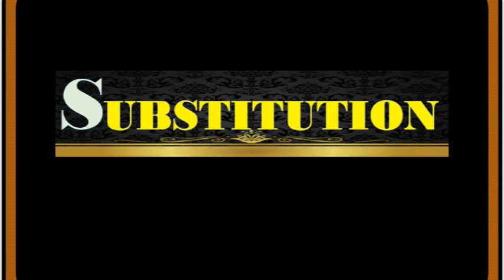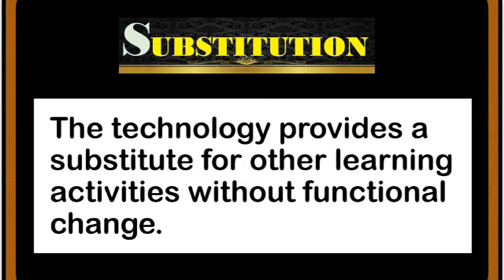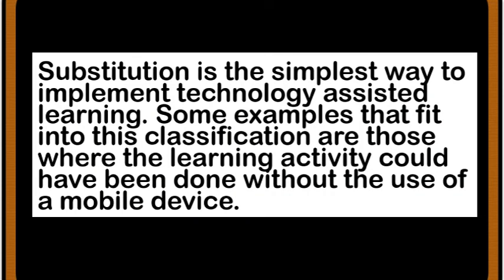First is substitution. In substitution, the technology provides a substitute for other learning activities without functional change. Substitution is the simplest way to implement technology-assisted learning. Some examples that fit into this classification are those where the learning activity could have been done without the use of a mobile device. The first example is the utilization of podcasts.